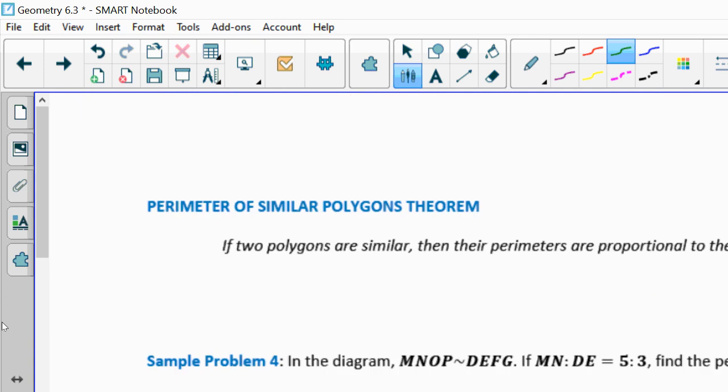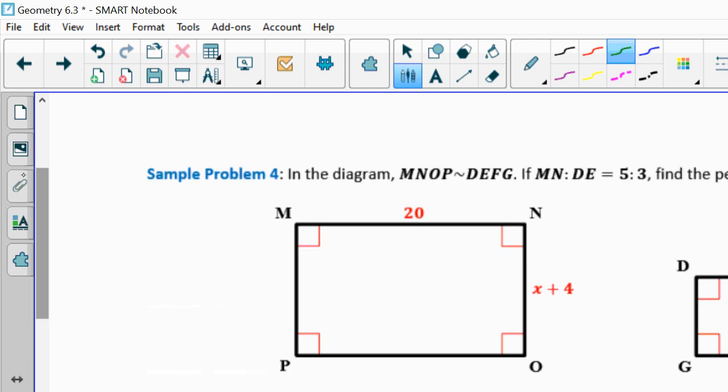All right, so last page, perimeter of similar polygons theorem. If two polygons are similar, then their perimeters are proportional to the scale factor between them. Okay. So in the diagram, MNOP is similar to DEFG. MN is proportional to DE, which equals 5 to 3. Right? So they're giving me the scale factor is 5 to 3. Find the perimeter of each rectangle.